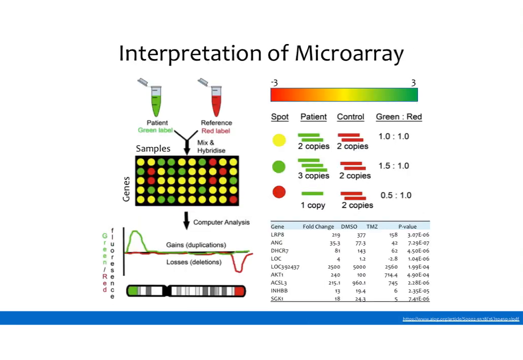So just to go back through the interpretation one more time, in this case, our sample of interest is going to be green. So this is the patient sample. And our reference sample or control sample is going to be red. So this is an example of hybridizing against a sample of reference and then looking at a sample of interest, which would be the patient one. So we mix these samples and we hybridize them onto this chip.